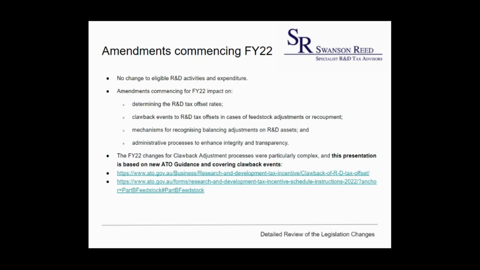The presentation references a recent ATO guidance document titled Clawback of the R&D Tax Offset, which was published on the ATO website in November 2022, as well as the ATO's R&D tax incentive schedule instructions published before July 2022.